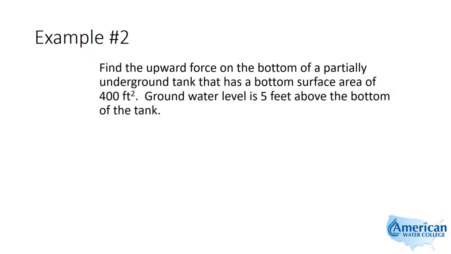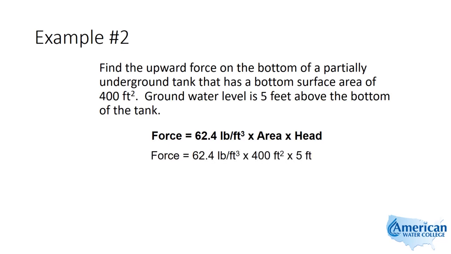Example number 2 reads, find the upward force on the bottom of a partially underground tank that has a bottom surface area of 400 square feet. Groundwater level is 5 feet above the bottom of the tank. We'll use our force formula. So pounds force equals 62.4 times area times head. Now we're just going to plug in our numbers and do this math. So 62.4 times 400 square feet times 5 feet of head equals 124,800 pounds.